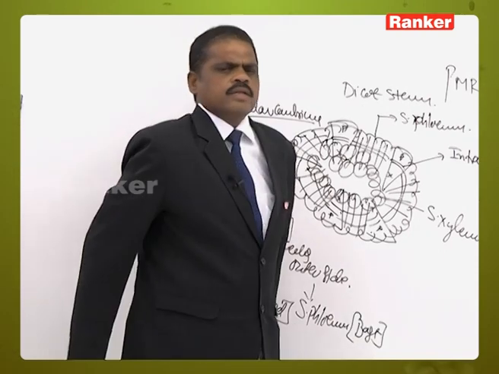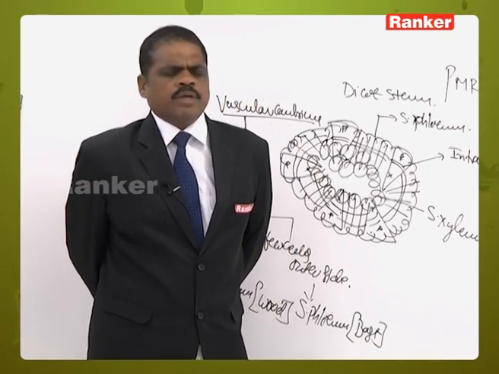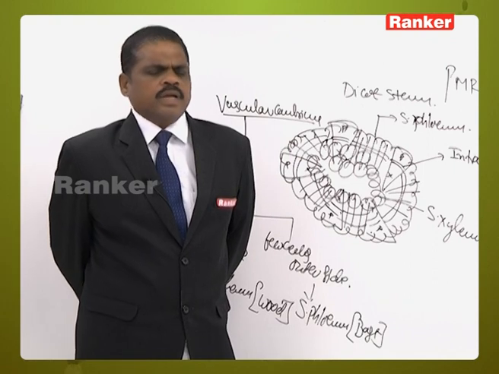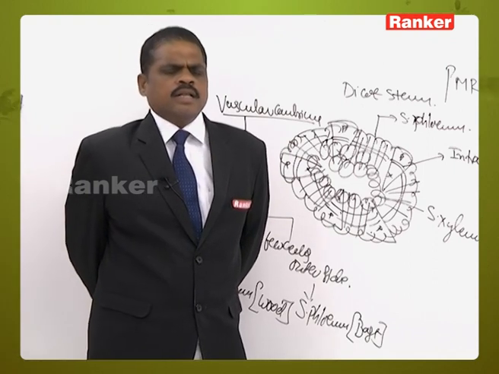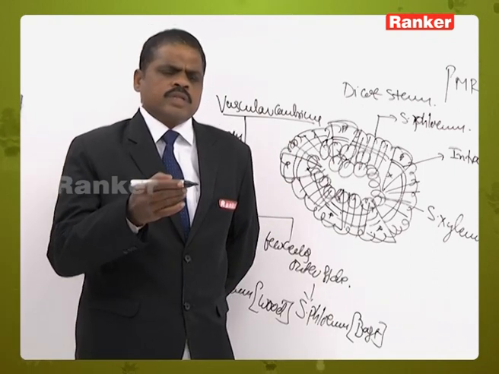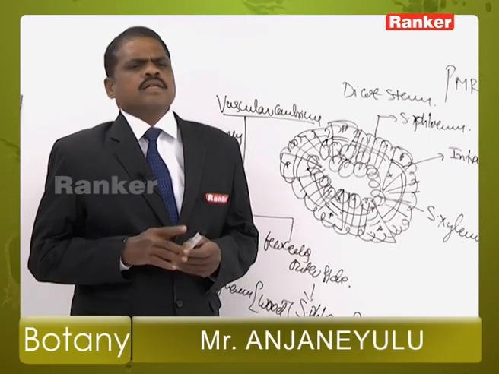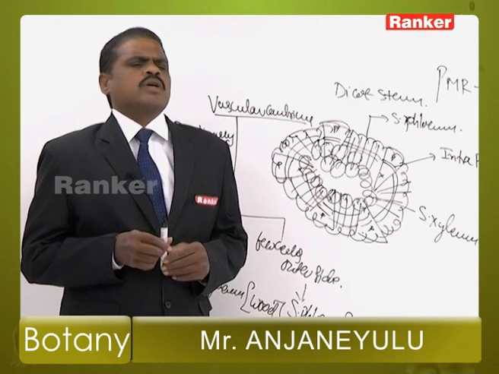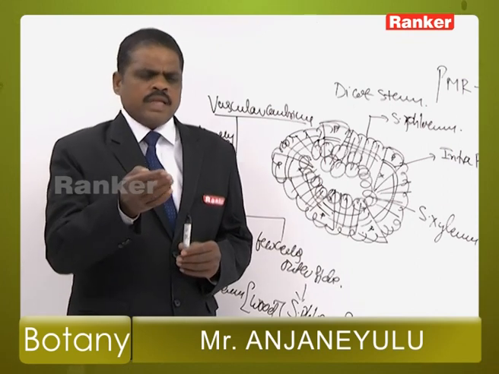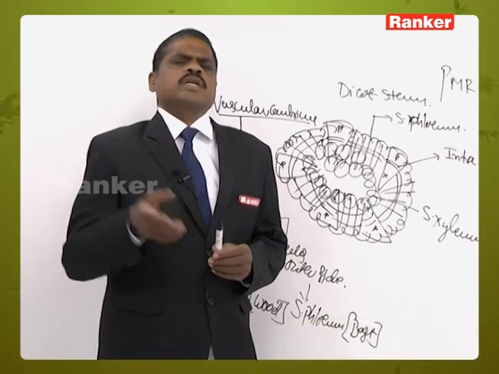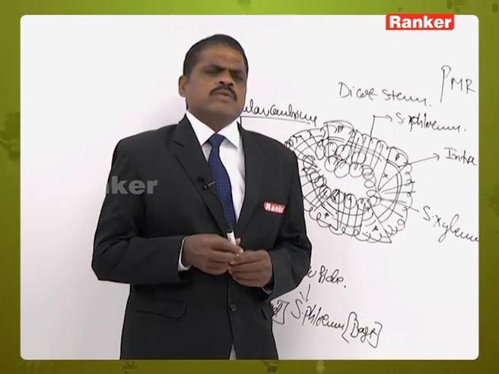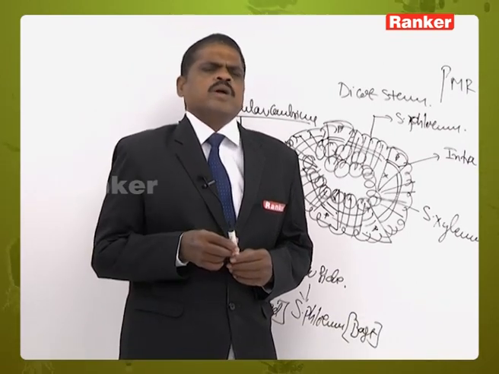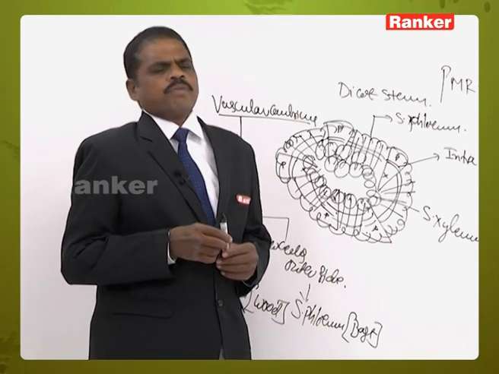Like this, the cells of vascular cambium divide periclinally, mitotically, and produce more cells towards inner side. They transformed into secondary xylem, also called as wood. Few cells produced towards outer side transformed into secondary phloem, also called as bast.